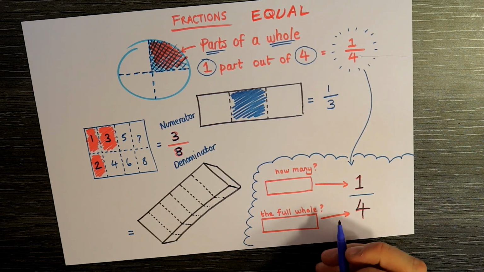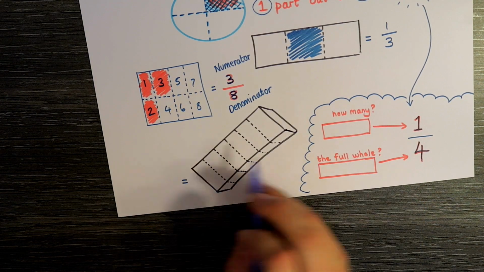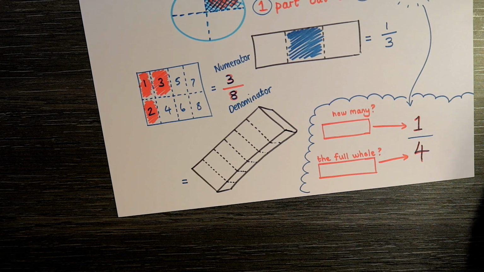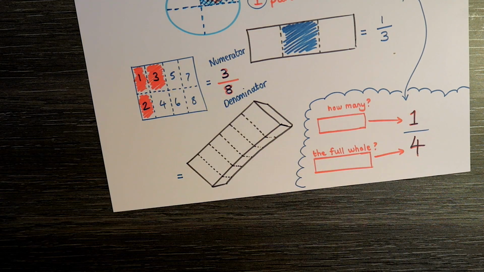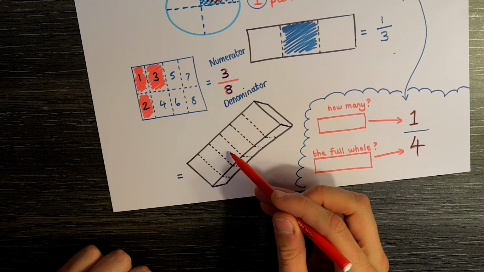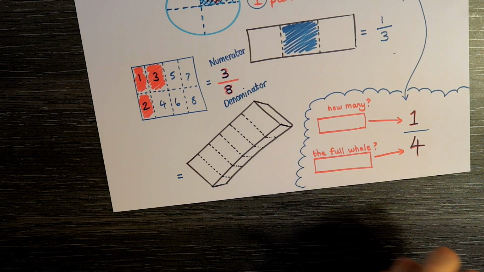So there we go, 1 out of 3. And this lovely thing here is a 3D shape. But again, it's the same principle. I've cut this, let's call it a chocolate bar, into a number of equal pieces. I've got 1, 2, 3, 4, 5, 6 equal pieces.